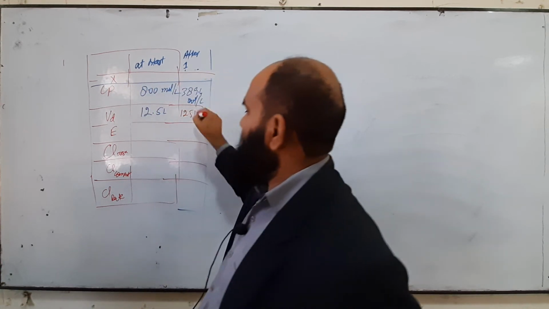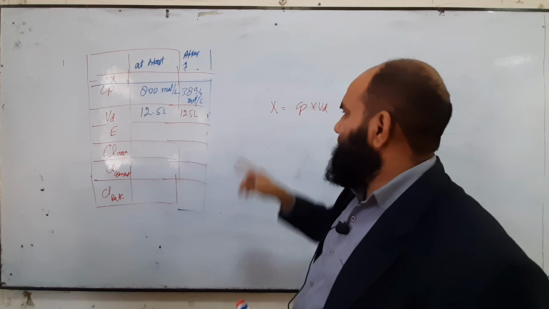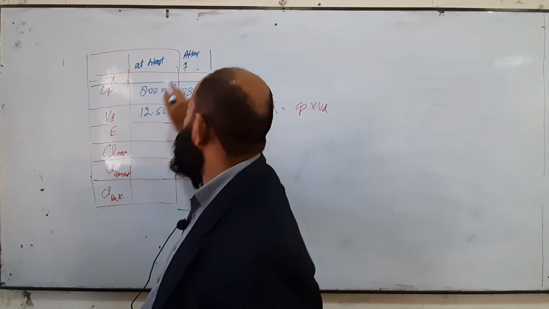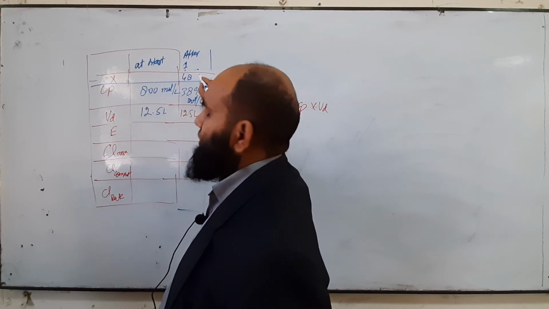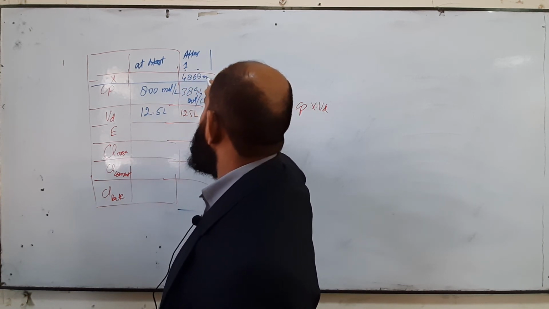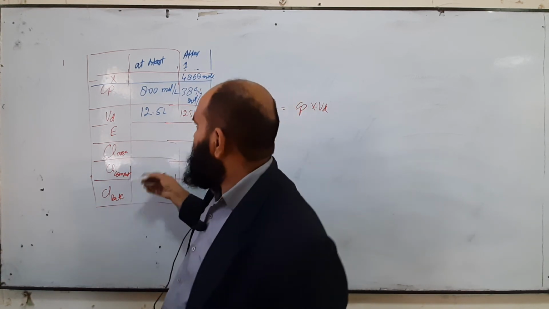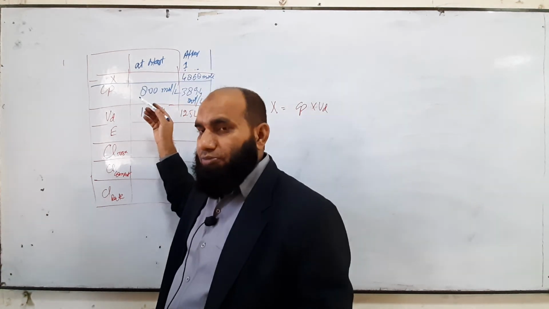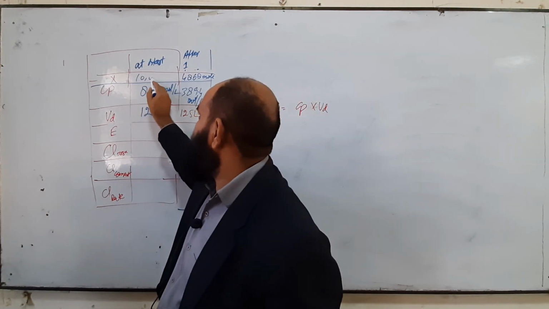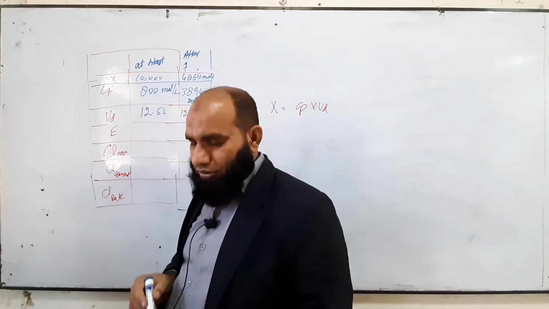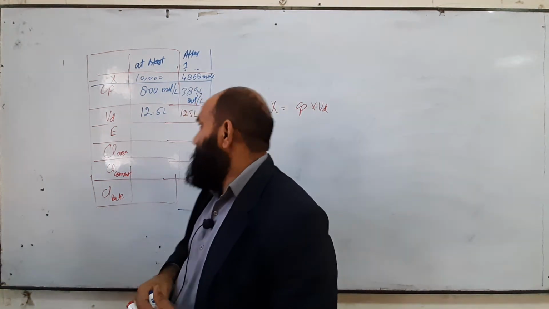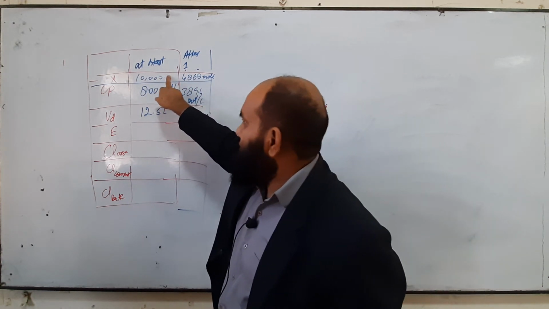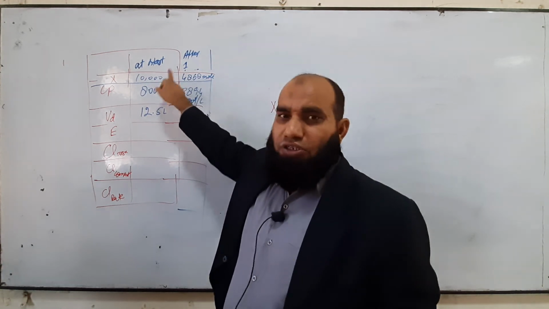Both are different. When we multiply this one with this, we will get 4,868 molecules. Remember, when we multiply 12.5 into 800, we are starting with how many molecules? 10,000 molecules, 10 to the power 4. So the number of molecules has now changed.